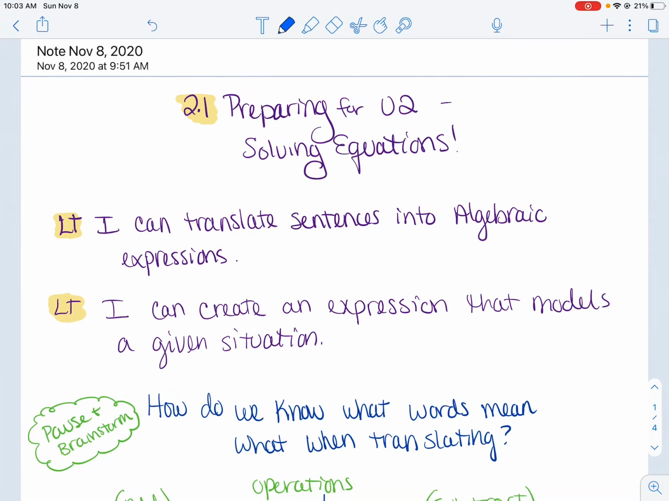Levenseller here, and today we're going to talk about getting ready to solve equations. So this is 2.1, and we're going to look at translating sentences into algebraic expressions and vice versa. If I give you an algebraic expression, can you write it in words? And then also part of your assignment today will be creating an expression that models a given situation.